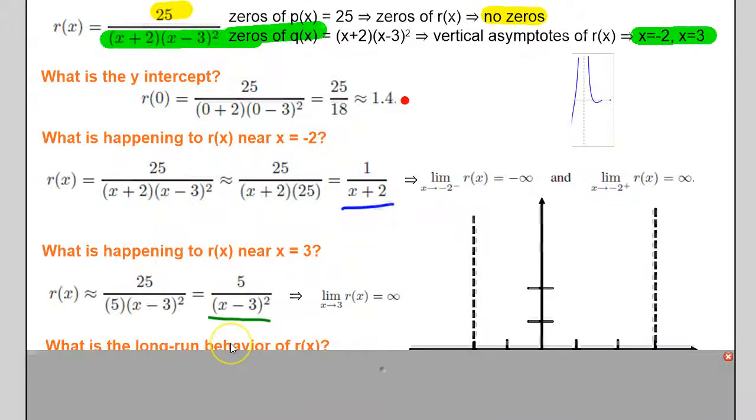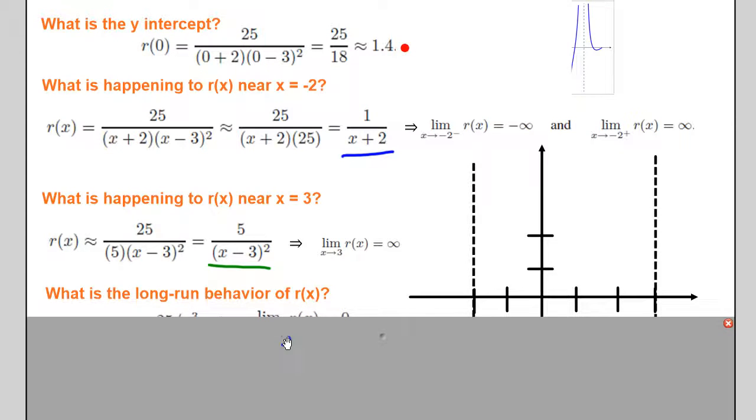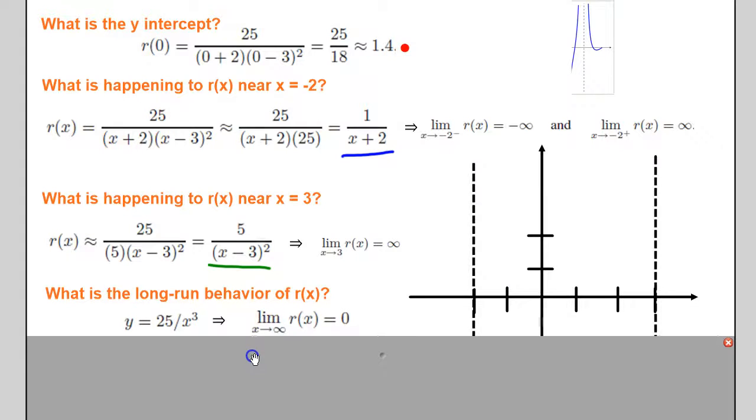What about the long run behavior of r of x? Well, for the long run behavior we're going to use the ratio of the leading term of the numerator and the leading term of the denominator, and that's going to be 25 over x to the third. That lets us know that the long run behavior as x approaches positive and negative infinity is going to be 0, because the denominator is growing much faster than the numerator, because the numerator is staying at 25 for very large x values and for very large negative x values.